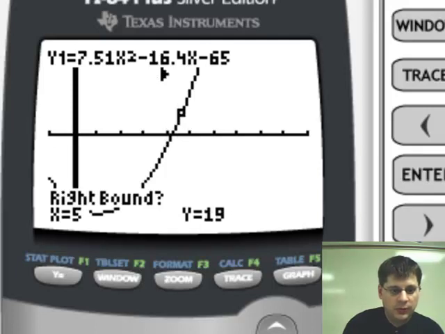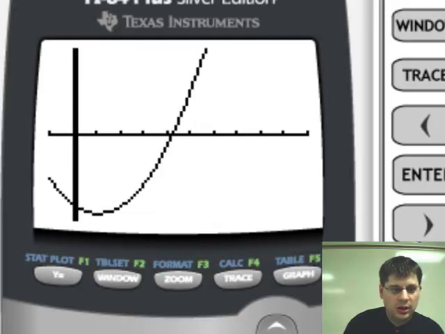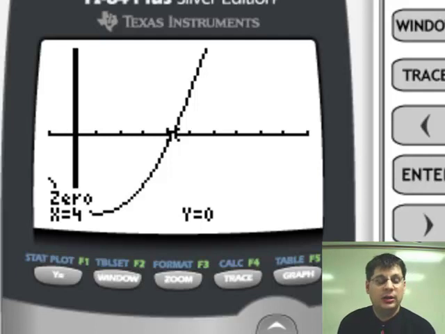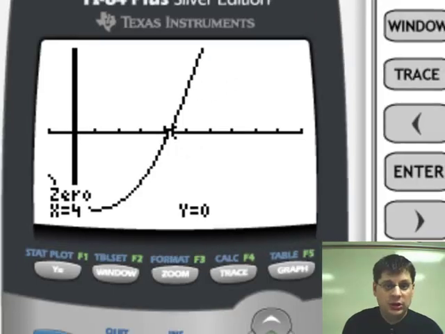Oops, a bit too far. Press enter, and it looks like about 4. I'm a little surprised. Usually it's like 4.1, but this is telling me 4. Your calculator might tell you something a little bit different. So any value for x that's greater than 4 will yield greater than 100 teams.